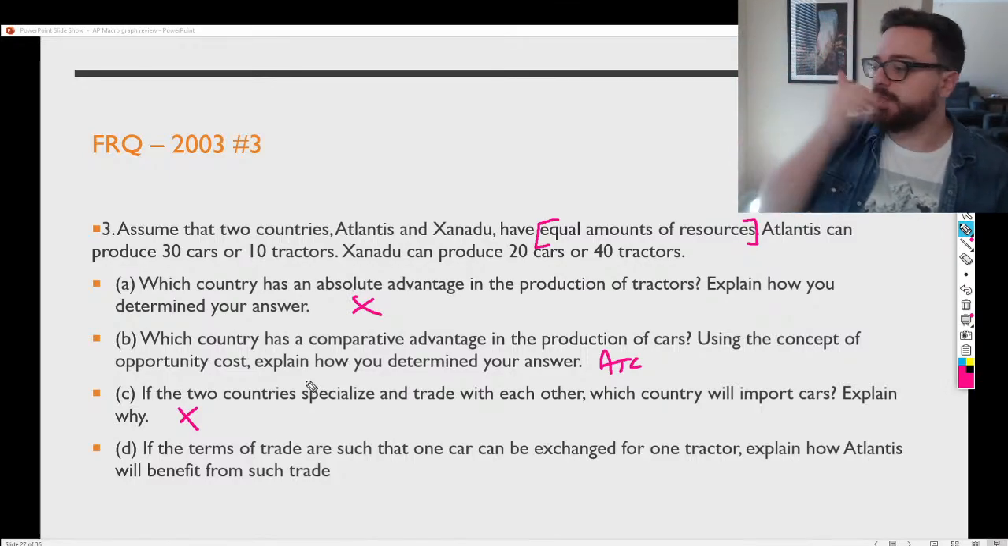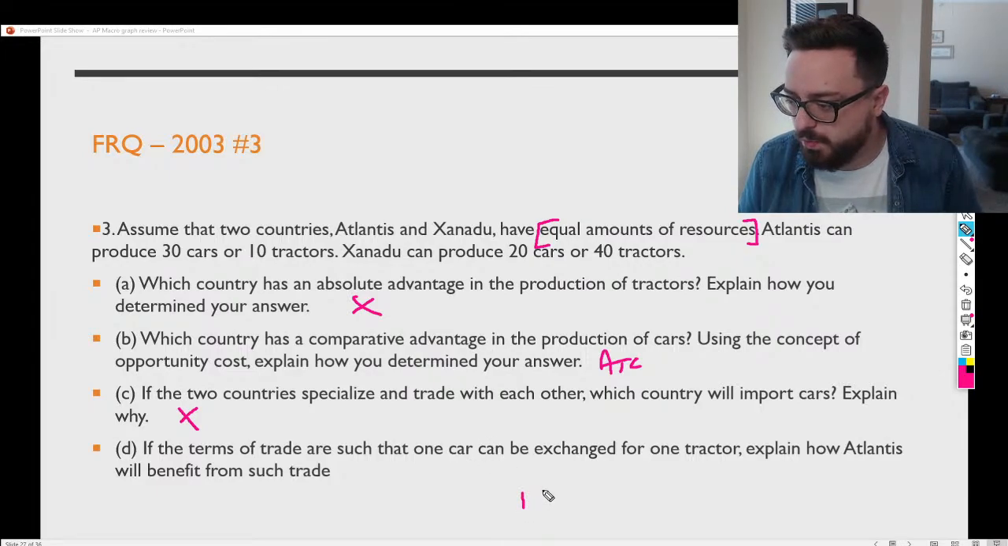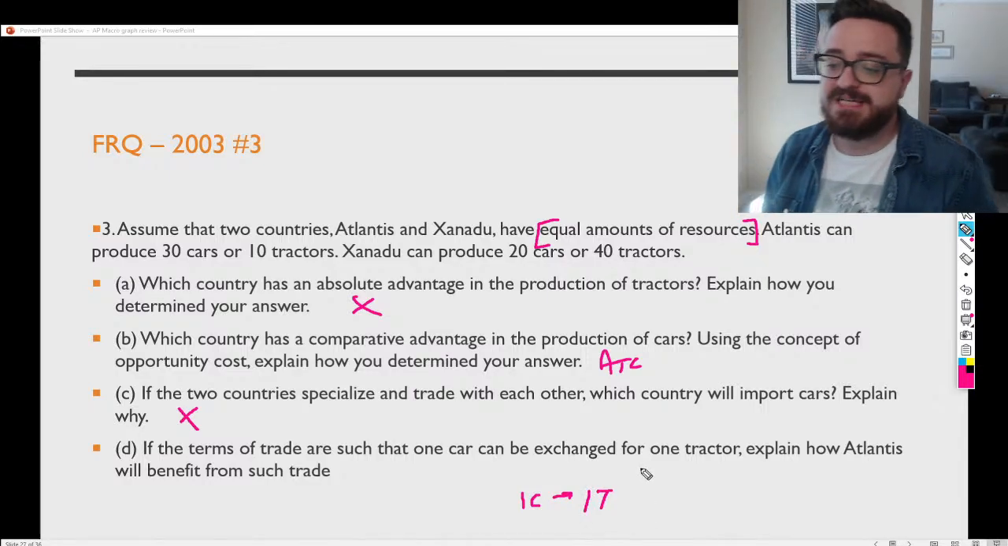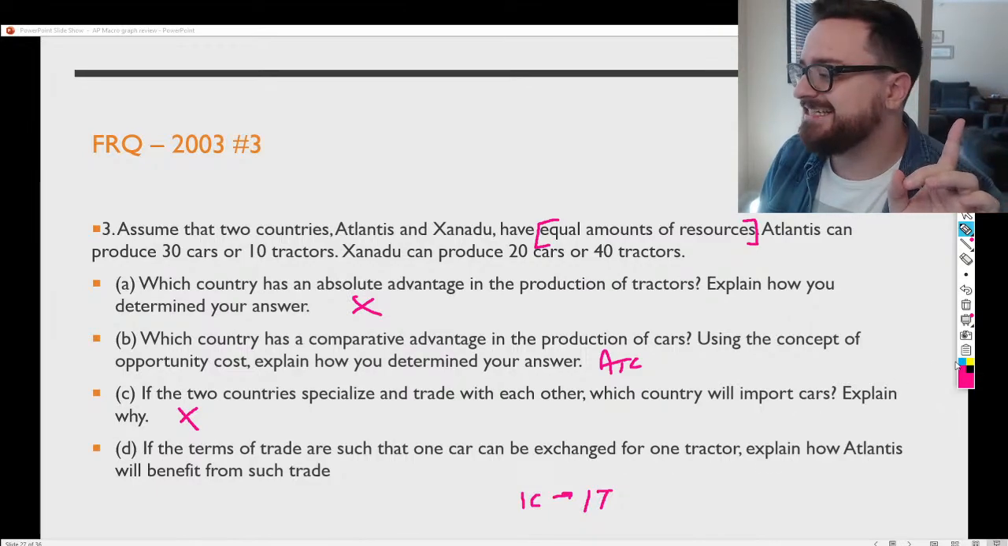And then D, term of trade. It tells me the term of trade is 1 car for 1 tractor. One car for 1 tractor. So when I'm doing my steps, I need to know who's making what, which I do. Did that already. Atlantis is making cars.